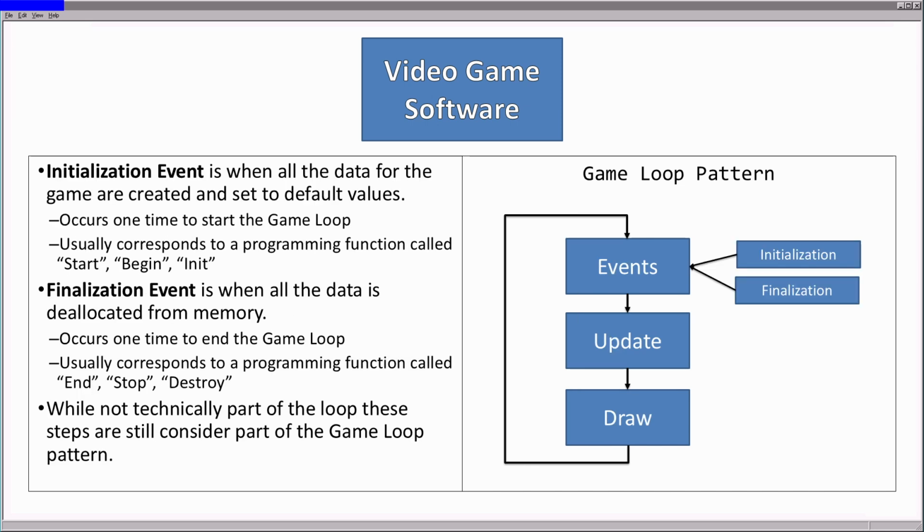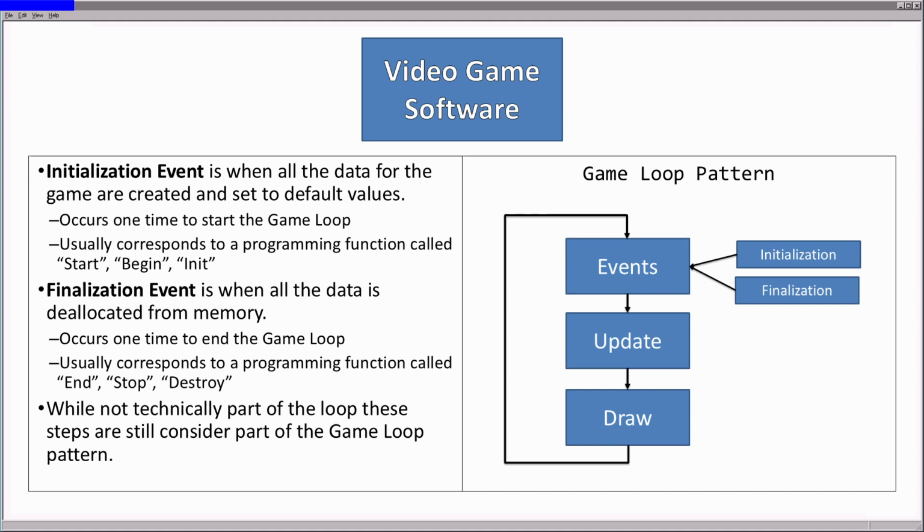As mentioned, there are steps that appear to exist outside the game loop pattern that we need to consider. The initialization event is where all the data or resources for a game are created and set to their default values. This event only occurs one time, and it is used to start the game loop. Within the game code, usually this corresponds to programming functions called start, begin, or init.